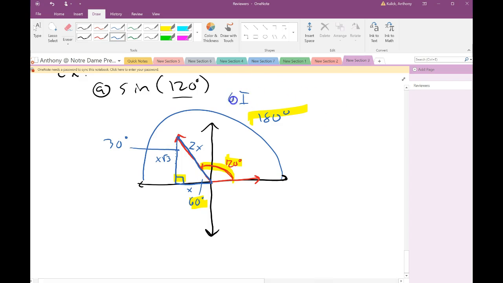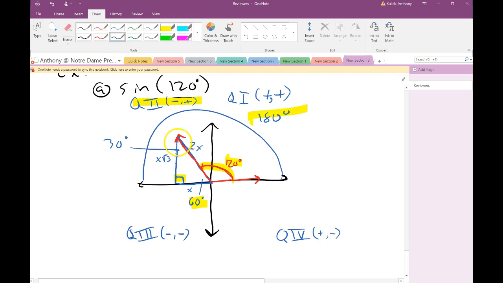So over here is Q1. This is Q2. Down here is Q3. Over here is Q4. And I have to remember about whether x's and y's are positive or negative in each of these quadrants. So in quadrant 1, the x-coordinate and y-coordinate are both positive. In quadrant 2, the x's are negative, but the y's are positive. In quadrant 3, the x's are negative and the y's are negative. Quadrant 4, the x's are positive and the y's are negative. So if I look over here in quadrant 2, that's where my angle is.